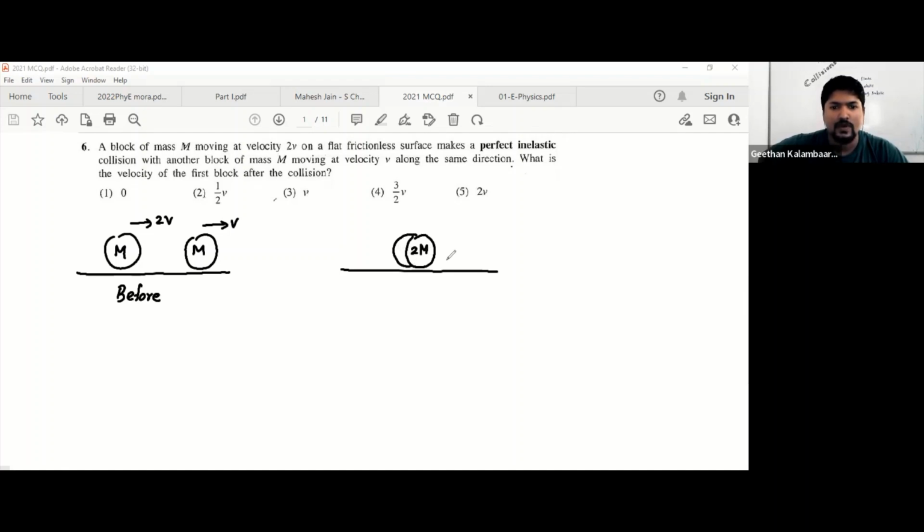So it's a 2m mass now. It's a 2m mass. Both will move with the same velocity. But instead of asking the common velocity of both, they're asking what is the velocity of the first block after the collision.